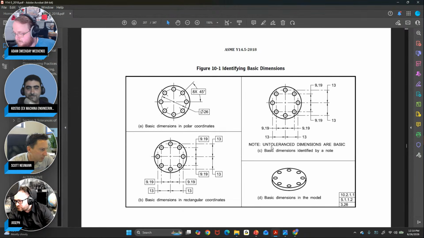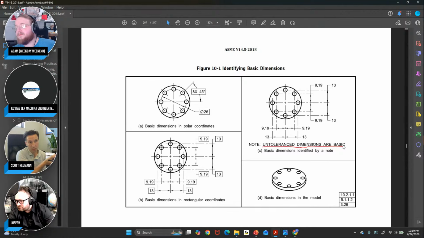I would point this one out too. You don't always have to put boxes around them. This is a note that we'll sometimes put in the corner of the drawing: untoleranced dimensions are basic. So if I didn't put a plus minus on it, then it's considered to be a basic dimension per this note. And some people like that because then it just doesn't get all cluttery.